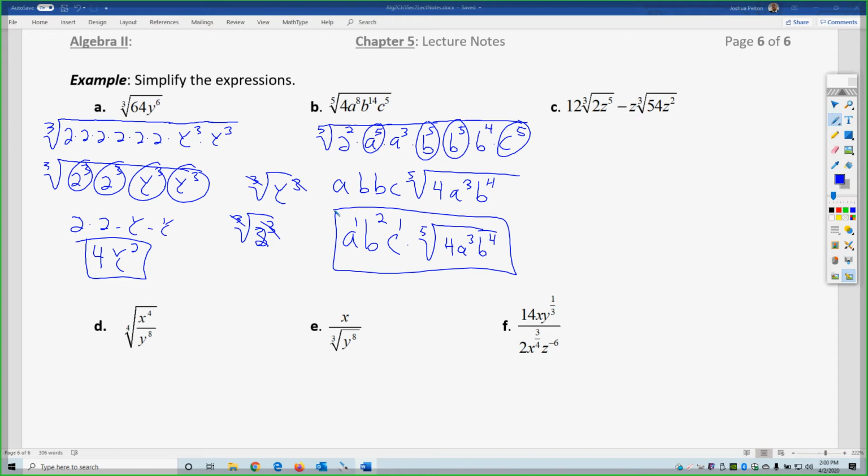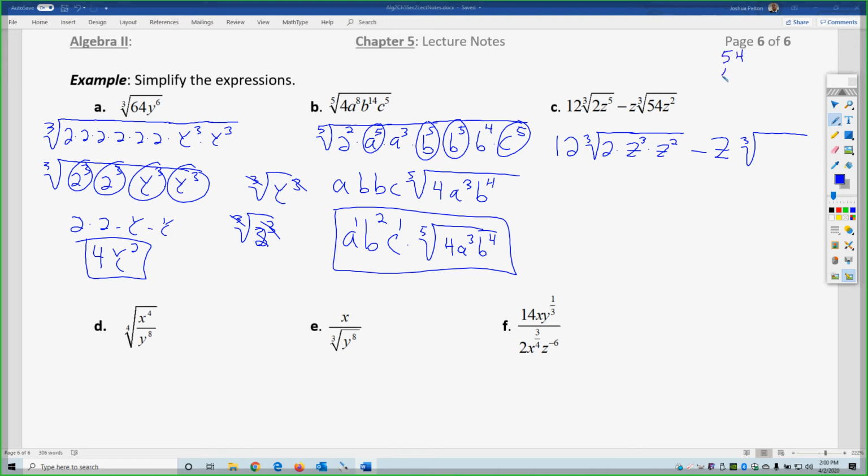Okay, next one, adding and subtracting. There's only one rule for adding and subtracting for all of math. It's like terms. Are these like terms? No. However, we can break this down. 12 third roots of 2z to the third and z second gives me 5 minus z third roots of 54, which we'll do in a second. Actually, we'll do it up here.